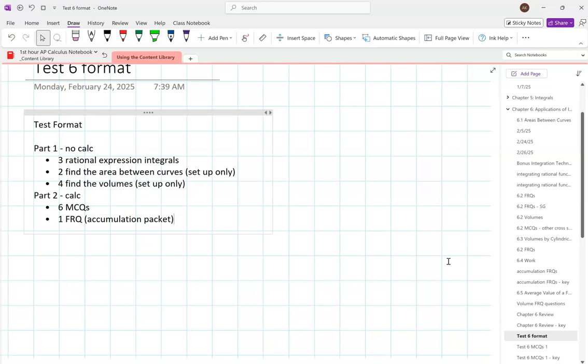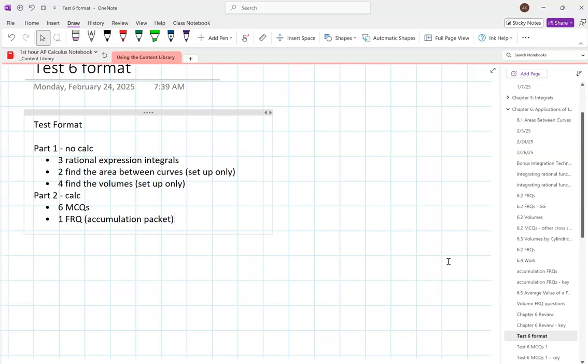2 problems where I ask you to find the area between 2 curves. I ask you to just do the setup only, so you don't actually have to finish the integral. You just have to find the bounds and have the problem set up correctly, but you don't have to integrate. 4 volume problems. Again, setup only. So you don't actually have to finish the integral. You don't have to do any integration on part 1, aside from the rationals. The rational things you have to finish the integral for. But the areas and volume problems, you just have to do the setups.